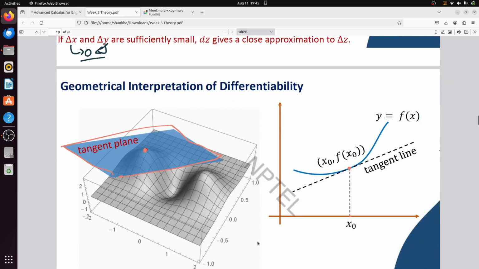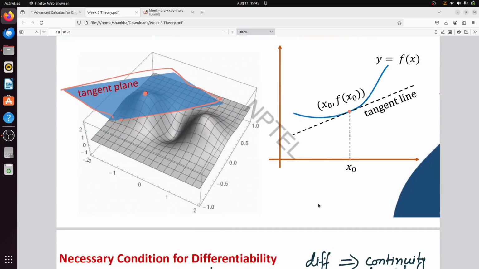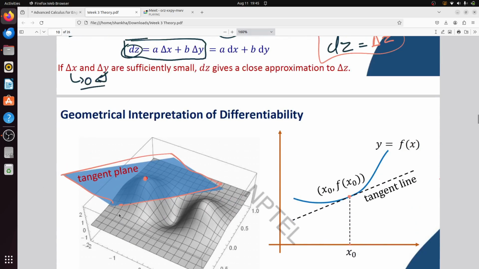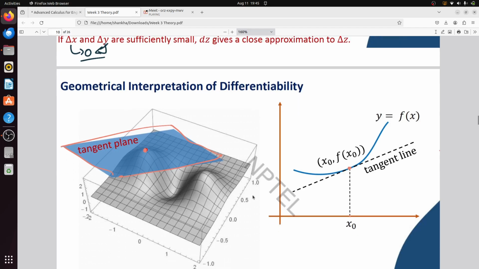Okay, here the geometrical interpretation: there you got the tangent line, here the derivative actually yields the tangent plane. See, because here you have a function of two variables, a three-dimensional picture, right? If you plot z equal to f(x, y), you are going to have a surface, and the derivative here will give you the tangent plane.